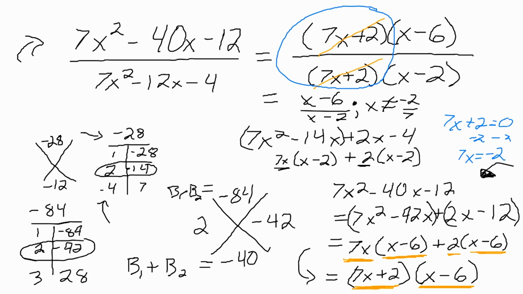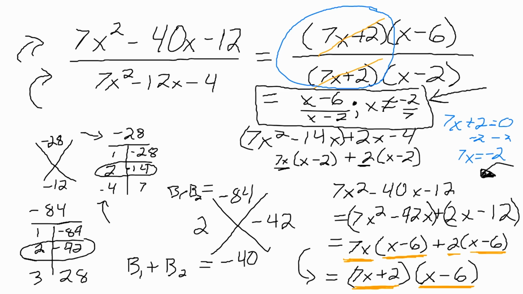So you can only say that this whole thing is equal to the beginning thing if it has all the same information, all the same meaning. And you're saying, here you go, this is the same meaning, so long as x is not equal to negative 2 over 7.